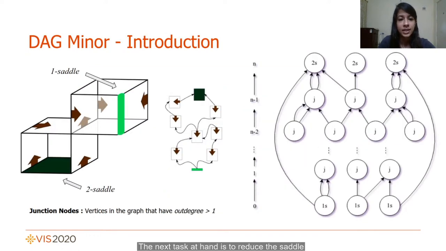The next task at hand is to reduce the saddle path counting problem to one that is amenable to parallelism. We do this by constructing a minor of the DAG by contracting all simple subpaths, a transformation that gives us nodes that are either 1-saddles, 2-saddles, or junction nodes. Here, a junction node denotes a node whose out degree is greater than 1.